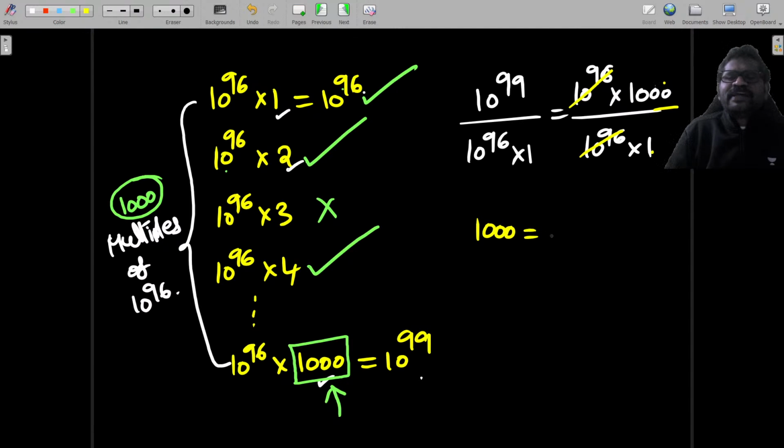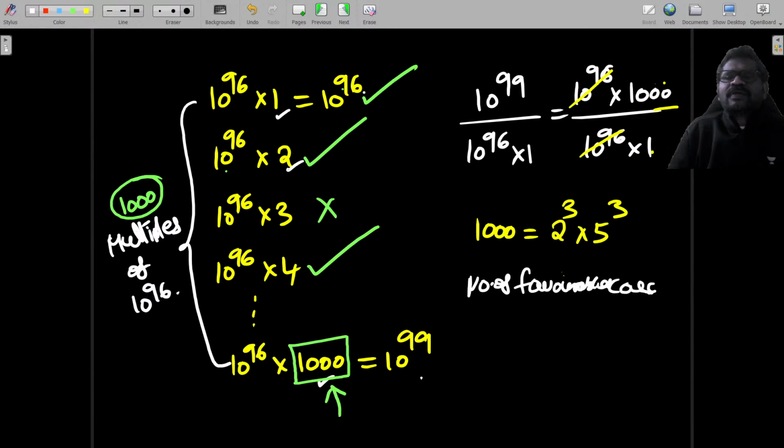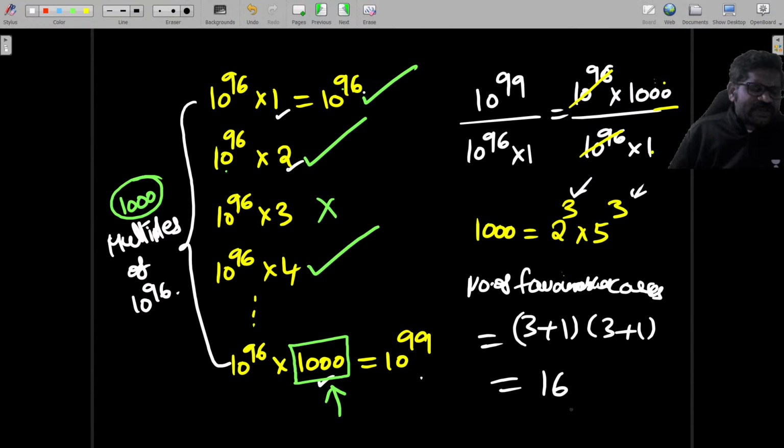1000 can be written as a product of two prime factors. 1000 can be written as 2 cube into 5 cube. 2 into 5 is 10, 10 cube is 1000. Now, I have written it as a product of two prime factors. That's why the number of favorable cases is, here power 3, so (3 plus 1) into (3 plus 1), that is 16. So among these 1000 multiples of 10 power 96, 16 multiples are dividing 10 power 99.